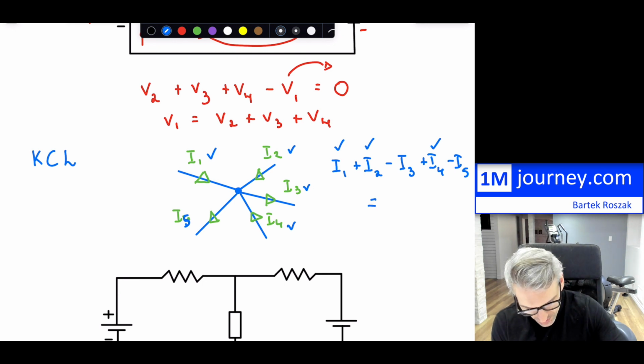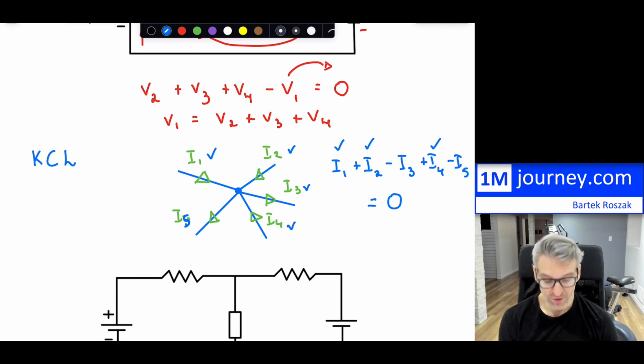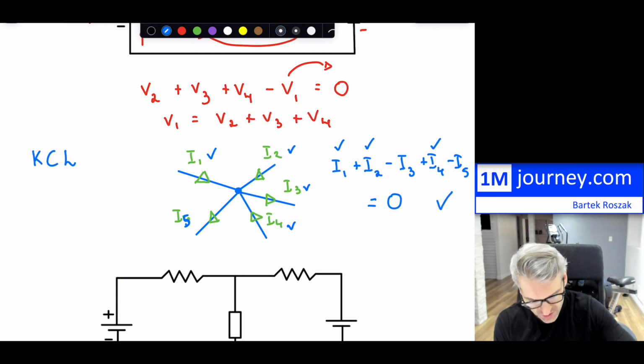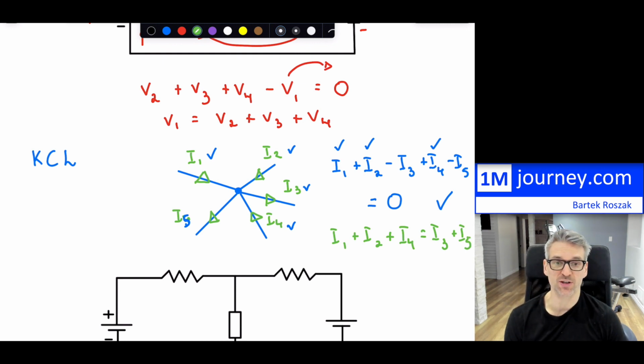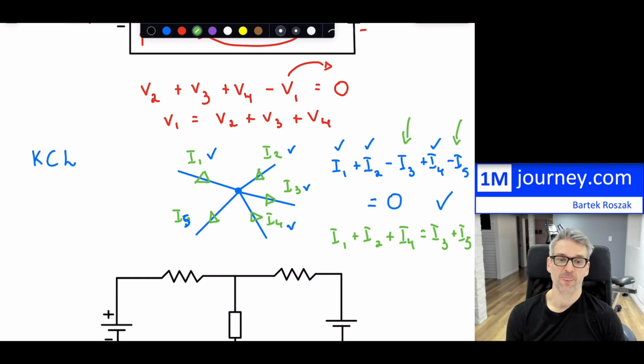And all of this is supposed to be equal to 0, which means the total charge coming in and coming out have to be equal. So very often you might write it like this, or you might just simply write it like this: whatever is coming in, I1 plus I2 plus I4, is equal to whatever is leaving, which would be I3 plus I5. Of course, these two equations are identical because all you're really doing is moving these two terms to the other side. So that is Kirchhoff's laws.